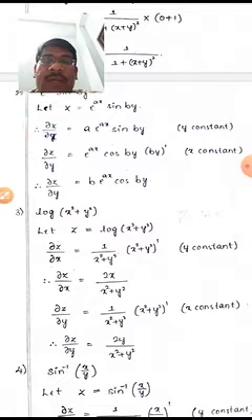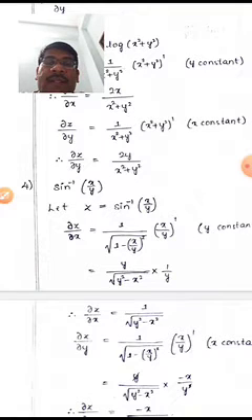Similarly, dou z by dou y is equal to 1 by x square plus y square. Here again the derivative of x square plus y square is, x is a constant so 0, and the derivative of y square is 2y. Therefore dou z by dou y is equal to 2y by x square plus y square.